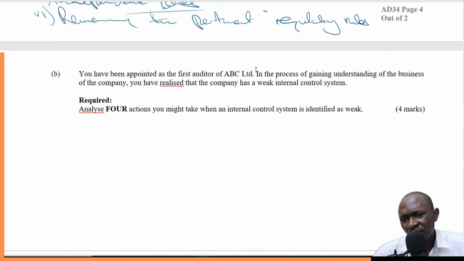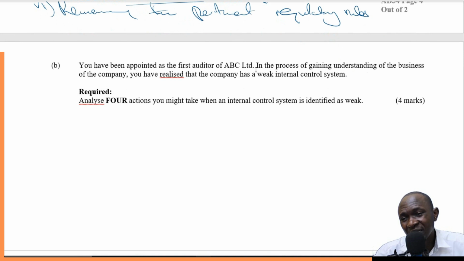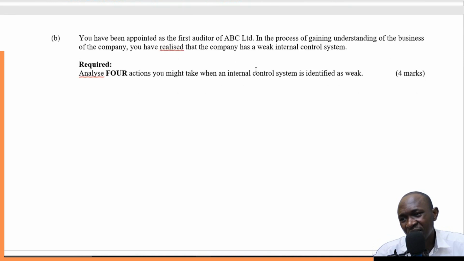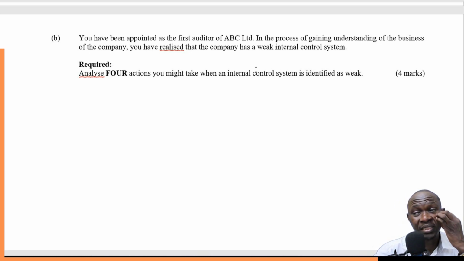Then, you have been appointed as the first auditor of ABC Limited. In the process of gaining understanding of the business of the company, we have realized that the company has a weak internal control system. Analyze 4 actions you may take when an internal control system is identified as weak. The first thing is to improve this internal control system. But the question is, how do we improve? What actions are we going to take?